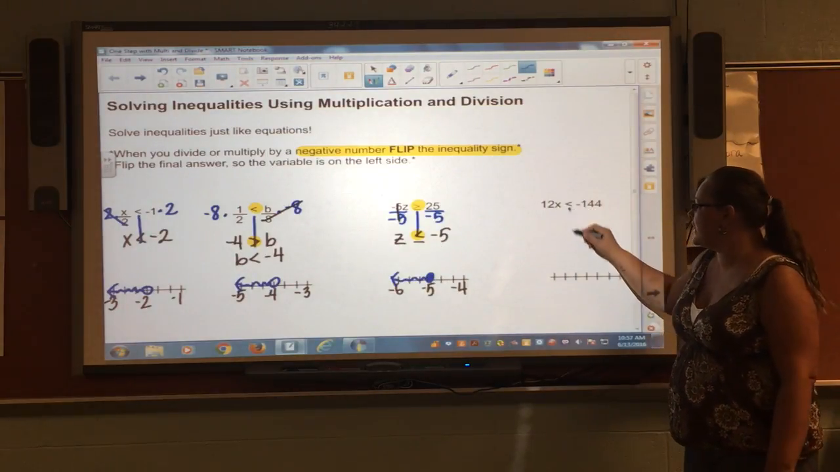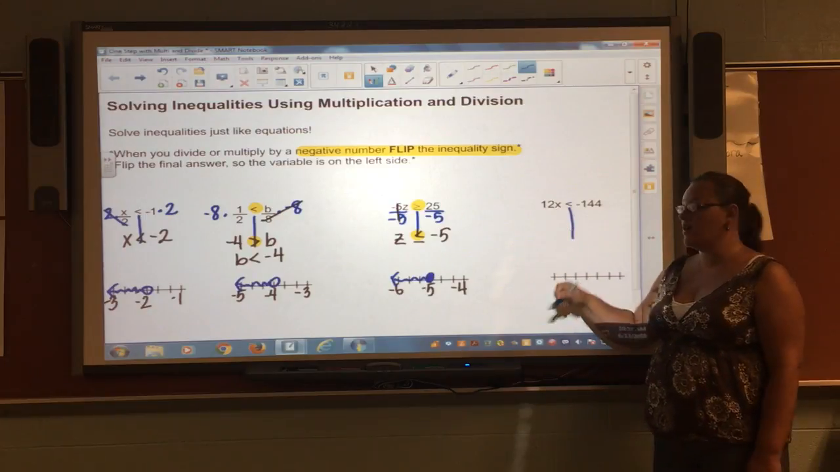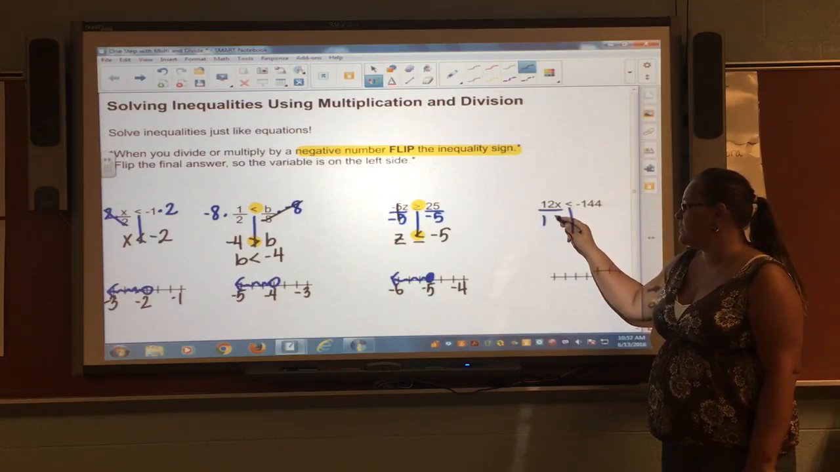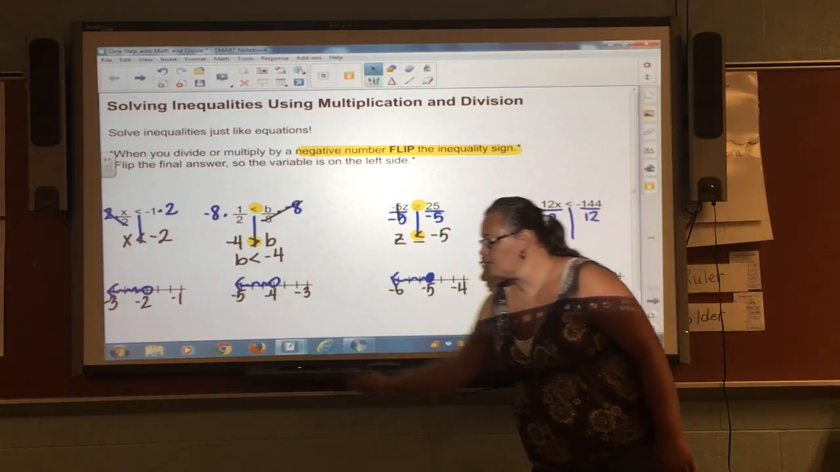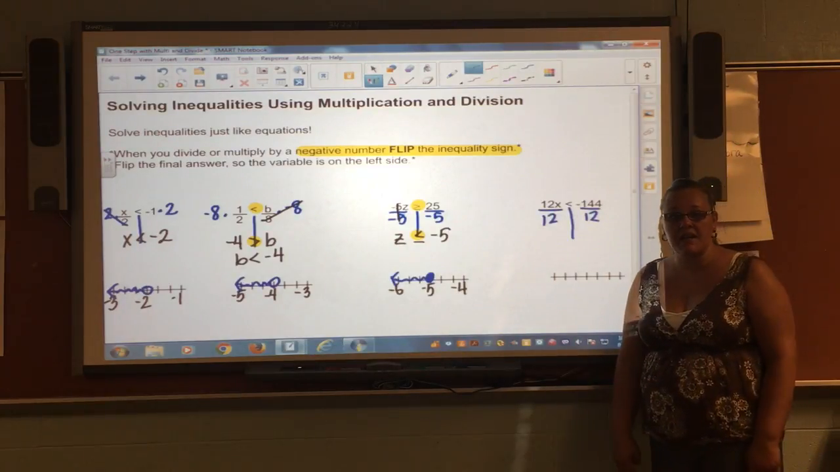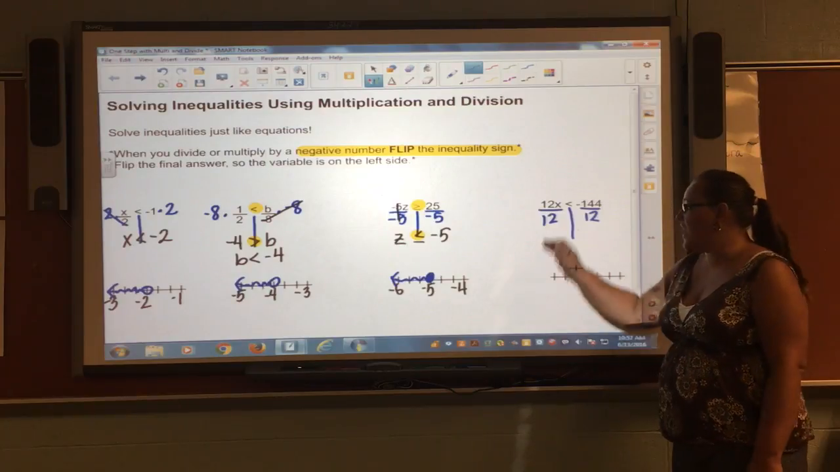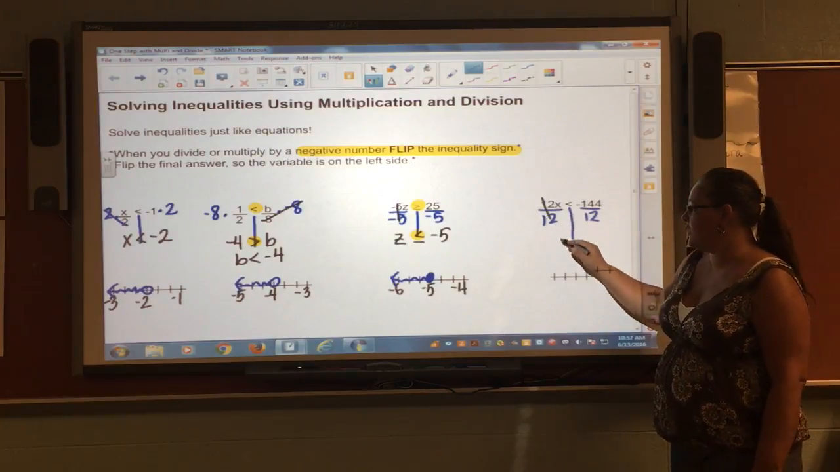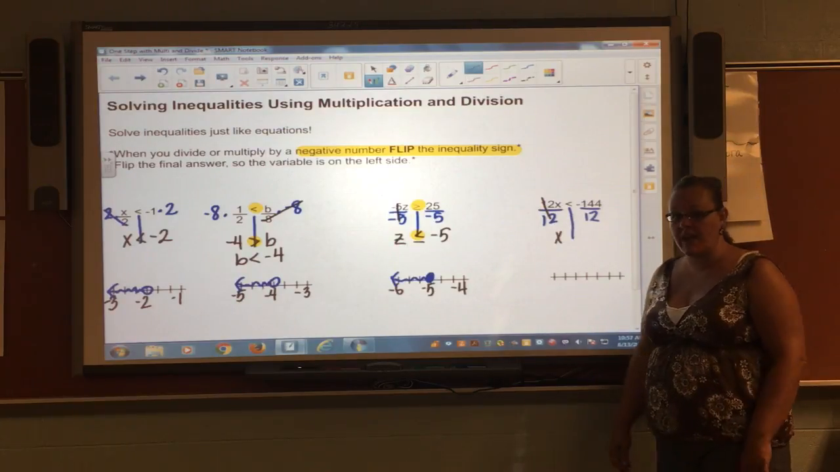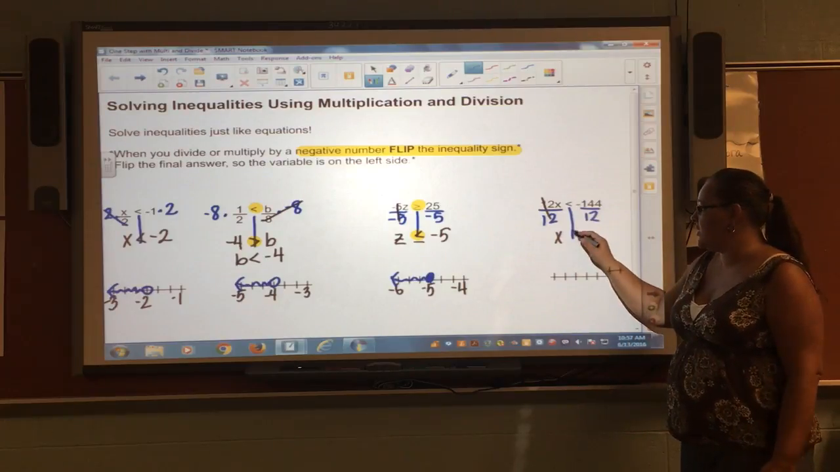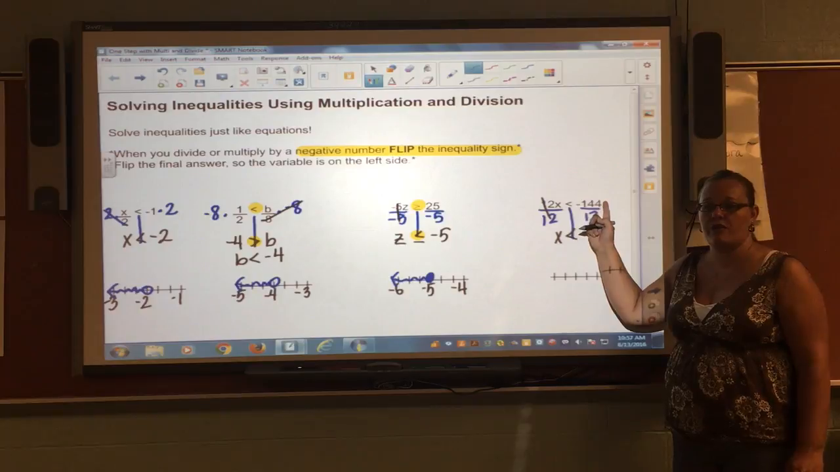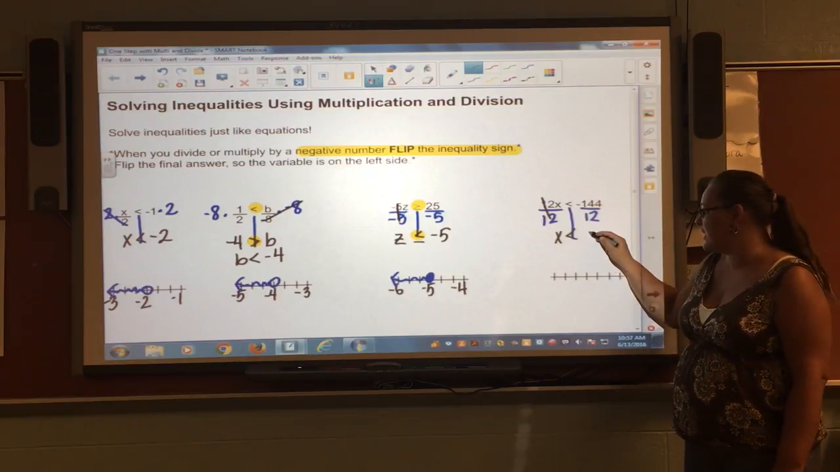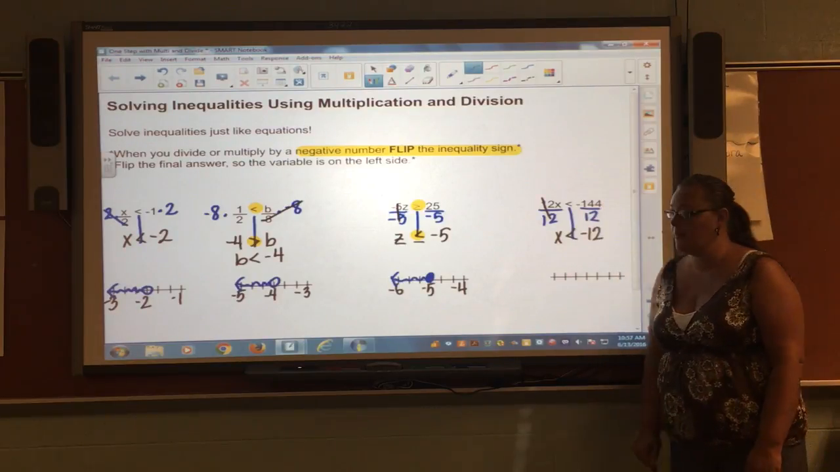The last one, again, the opposite of multiplying is to divide by 12 on both sides. Did I divide by a negative? No. So everything stays the same. 12 divided by 12 will give me 1x. That's what we want. The inequality sign will stay the same. And negative 144 divided by 12 is negative 12.